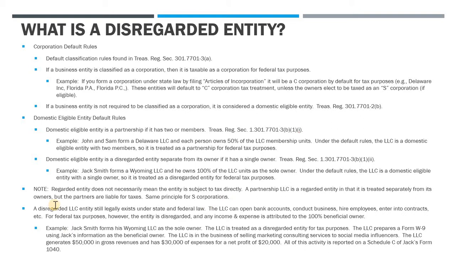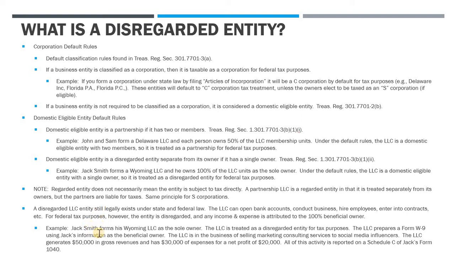So the disregarded entity, it still legally exists under state law, right? So the LLC can open bank accounts, conduct business, hire employees. It can do all these other things that you would maybe think a corporation can do. But when we talk about its tax treatment for federal tax purposes, it's disregarded in that all of the income, all of the expenses, it's just going to be reported directly on the beneficial owner's income tax return.